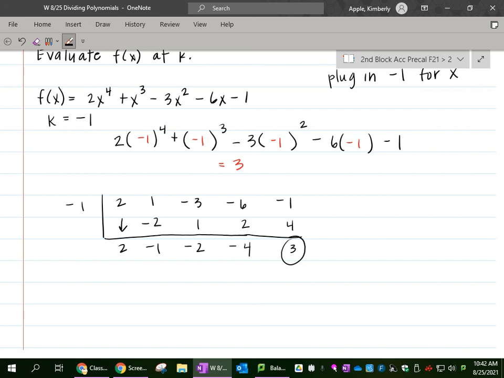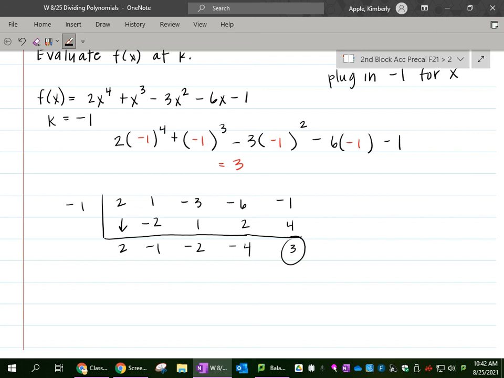Okay, that's wild. I don't know if y'all think that's really cool, but I think it's really cool because this doesn't even seem related to this in any way. But it works every single time. It's even got its own name. It's called the remainder. Yeah, so that's all for today.